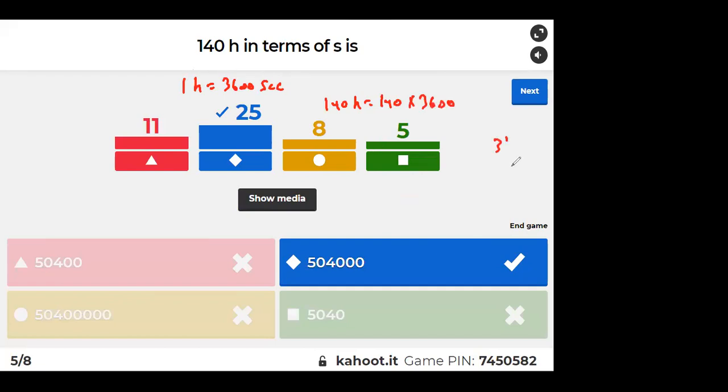So 36 into 14. Easy. 24, 2, 12, 6, 18, 2. Right? 0. 3 into 3, 3, 2, 5. 5, 0, 4, 0, 0. And one more 0. Okay? The answer is B. Got it? So next.